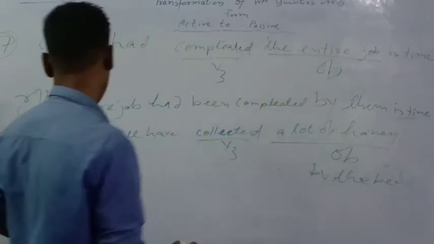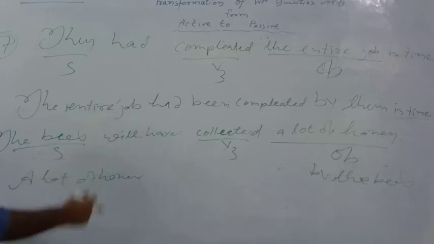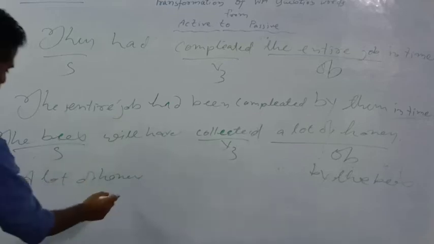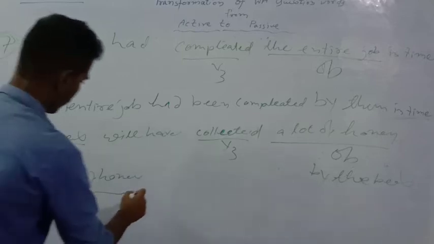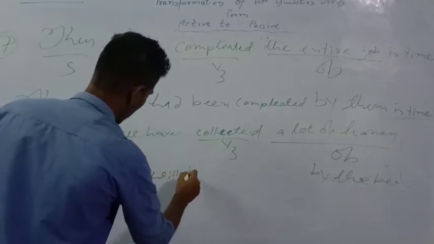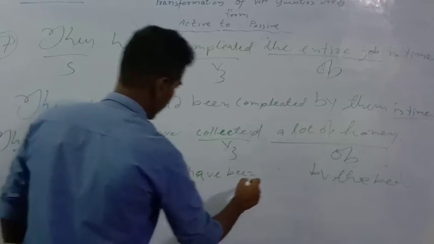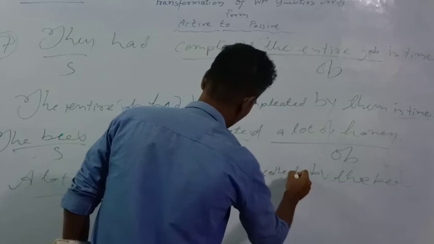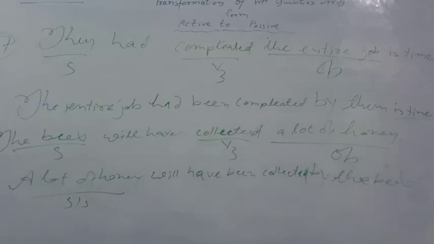By preposition. Then if there is will be, if there is shall be, so here will have been, shall have been. Whether will have been or shall have been, that will rely on the new subject. The new subject is a lot of honey, third person singular number. So a lot of honey will have been collected by the bees.